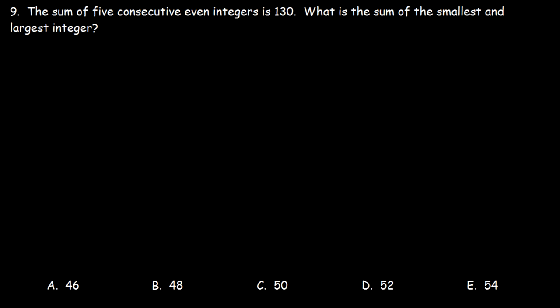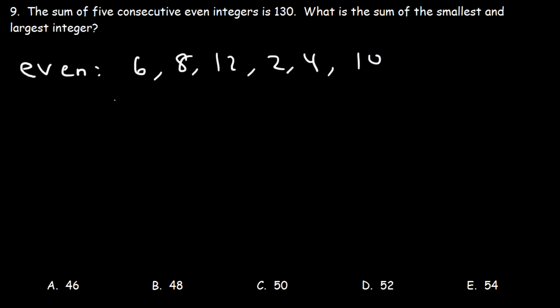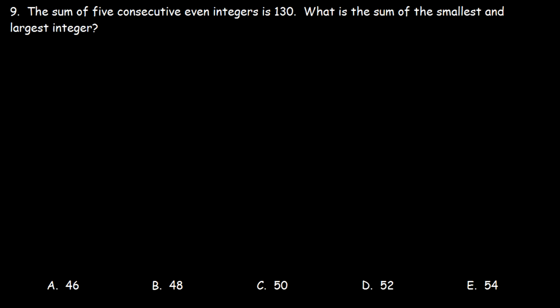Number 9. The sum of 5 consecutive even integers is 130. What is the sum of the smallest and largest integer? So what are some examples of even integers? So even integers include numbers like 6, 8, 12, 2, 4, 10. All of these numbers are even. Odd numbers, 1, 3, 5, 7, 9, 11. Those are odd integers. So we're only dealing with even integers. And even integers like 2, 4, 6, 8, 10, they differ by 2 units.